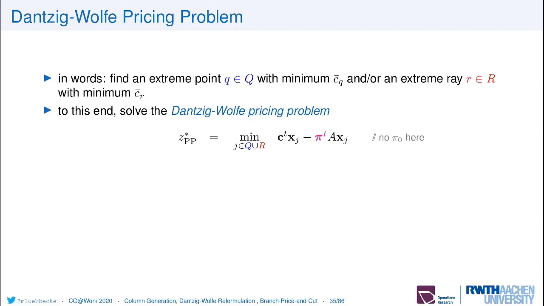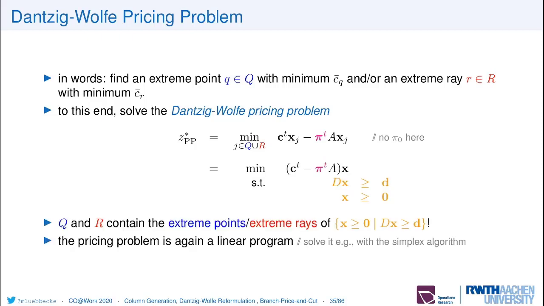And this is what the Dantzig-Wolfe pricing problem actually does. So here it says minimize the reduced cost expression over all the extreme points and extreme rays. Give me a smallest one. And the benefit here of this reformulation is that we exactly know how these extreme points and extreme rays look like, because they're extreme points and extreme rays of this reformulated polyhedron here. So we just write down the constraints of the polyhedron describing it.